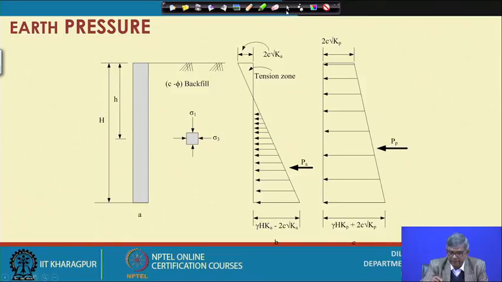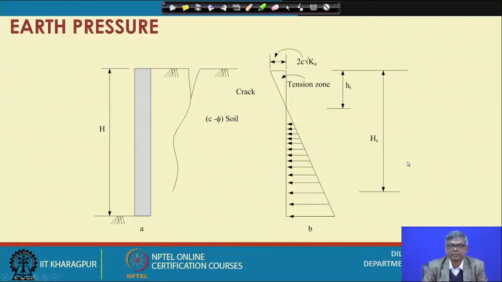Now, you can see, as I have mentioned, that when this is the active case, you will have negative pressure, negative lateral pressure. Negative lateral pressure means what? It is a tension. When there is tension, it means the soil actually will have cracks. So, this is the way it can crack actually for C phi soil. So, we can find out the depth at which tension will be created.